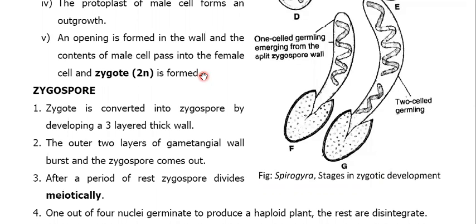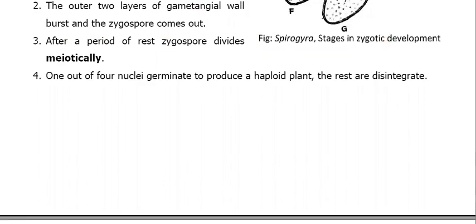Then the zygospore is produced. What is the zygospore? It is covered by a 3-layered thick wall. The outer 2 layers of the gametangial wall burst and the zygospore comes out. After a period of rest, the zygospore divides meiotically.